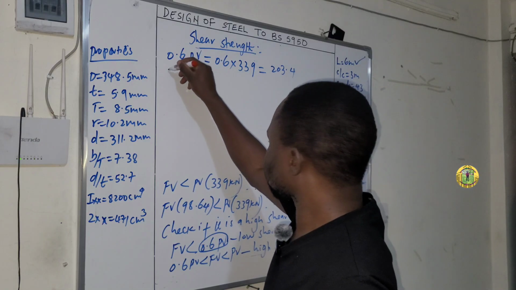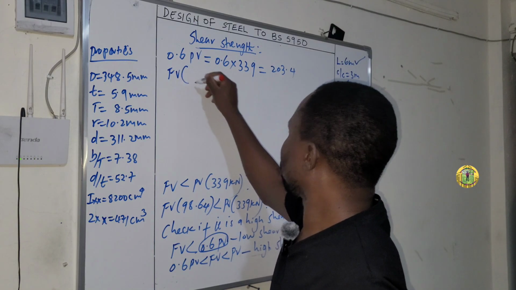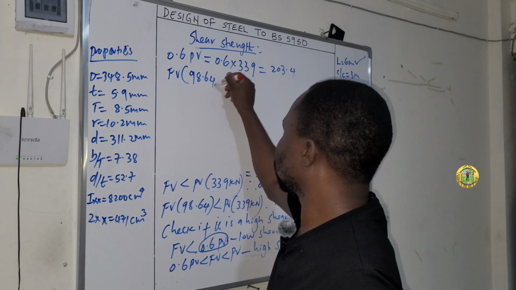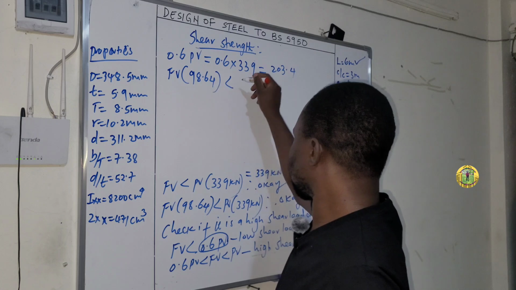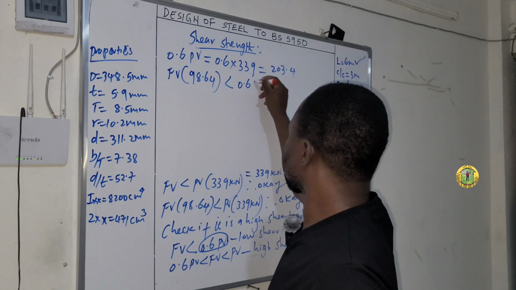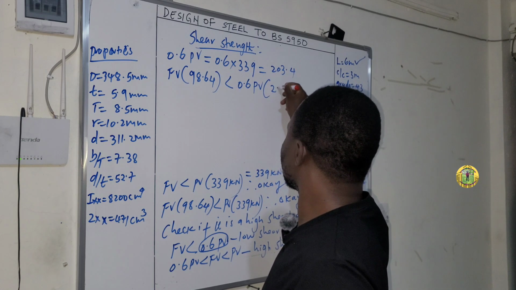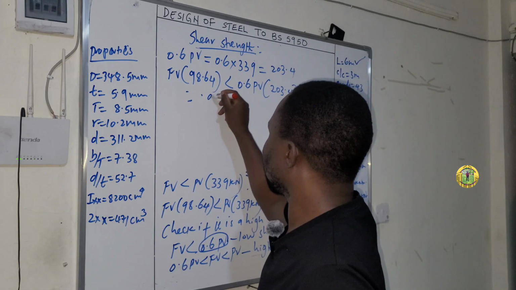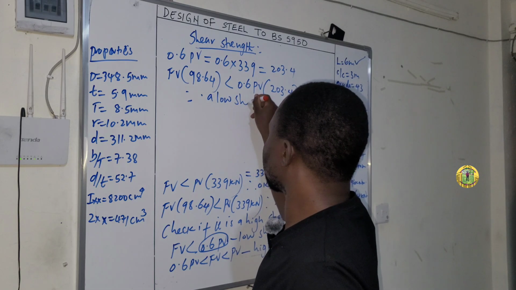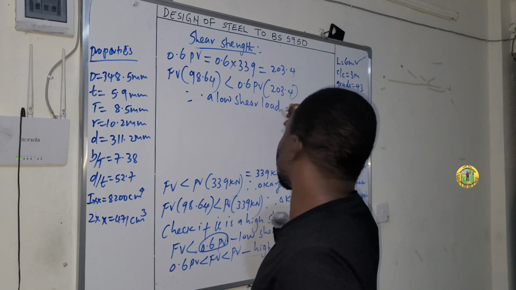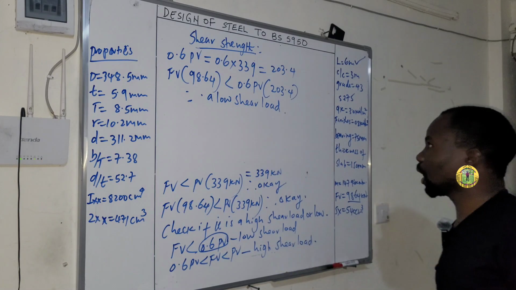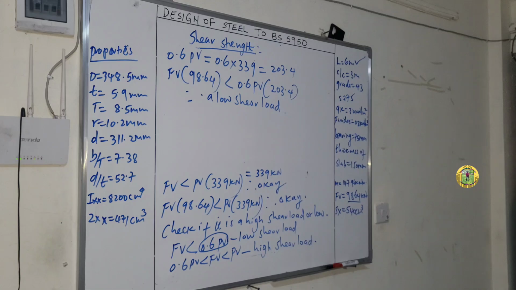So you will say Fv, which is 98.64, is less than 0.6 Pv, which is 203.4. Therefore, a low shear load, like that. After checking if it is a high shear load or a low shear load, we now proceed to the moment capacity.